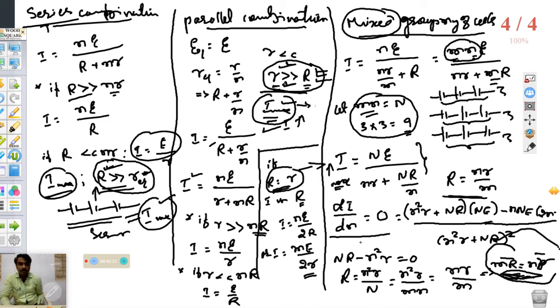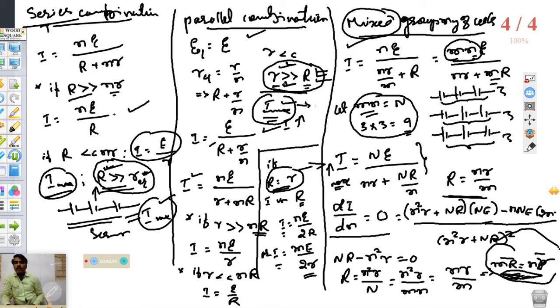Okay, mR is equal to nr. So because of that, I can be written as mE divided by 2R, or I equals nE divided by 2R. So this is about the grouping of cells. In the series also we came across when the current is maximum, in the parallel also when the current is maximum, in the mixed group of cells the maximum current conditions we have seen.